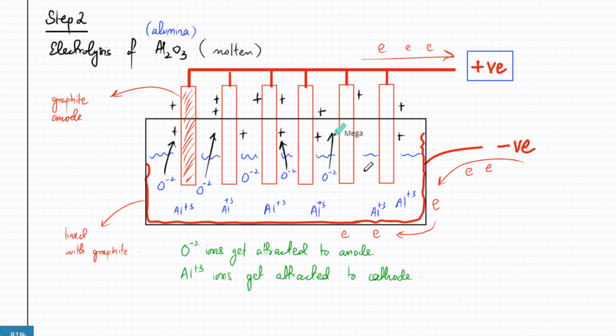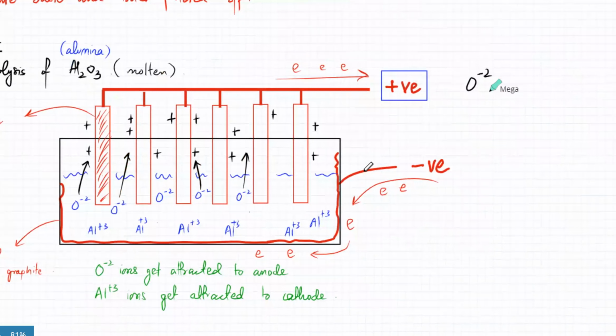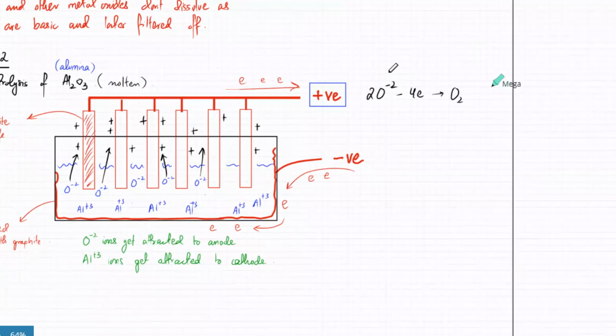So at the anode, this is what's going to happen. And remember, oxygen is diatomic, so there should be 2 O-2 ions. To form O2, you need 2 oxygen ions, and each oxygen ion would lose 2 electrons. So in total, they will lose 4 electrons and oxygen gas is going to be produced.